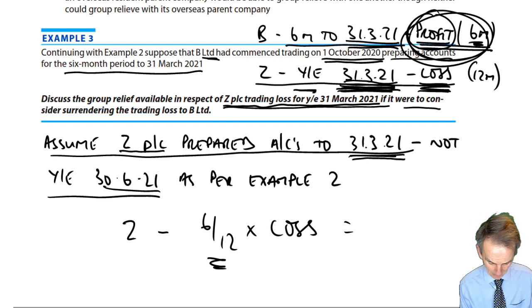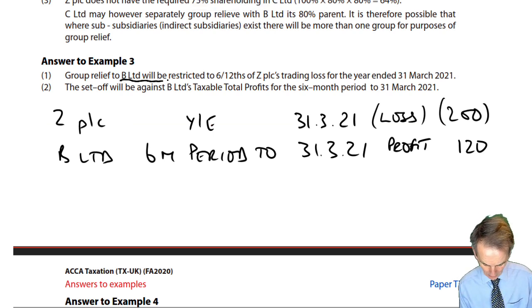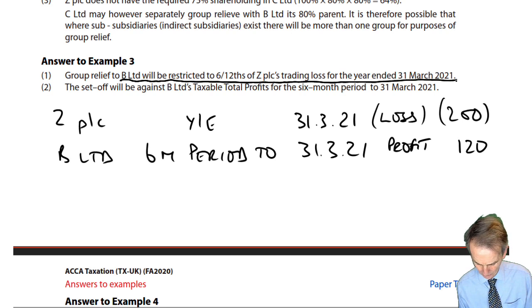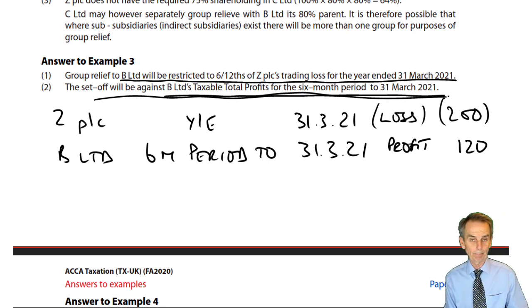That point was made within the notes. Group relief will be restricted to 6/12 of Z plc's trading loss for the year ending March 21, and the set-off will be against all of B Limited's TTP for its entire 6-month period to March 21.